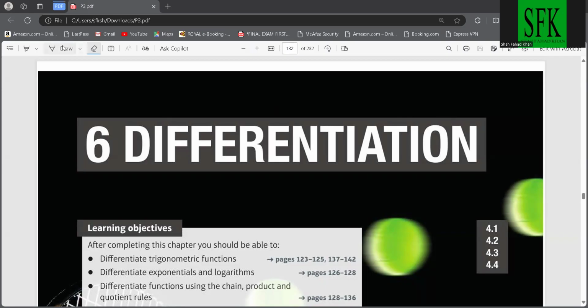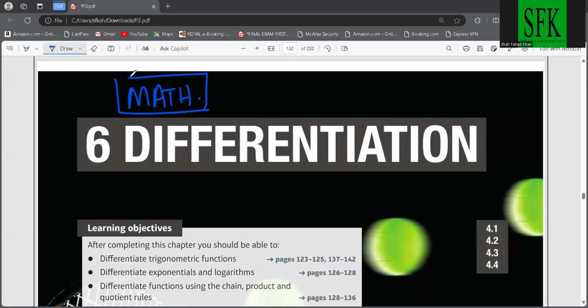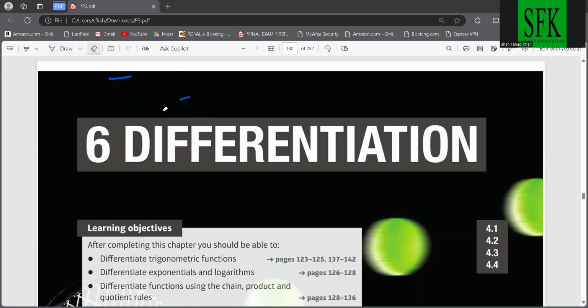Today we are going to do Edexcel A2 math. Yes, we are going to do Edexcel math. I generally don't put my math videos on YouTube, but now I think it's the best time to put them so that some of the students might get an idea of the teaching style.